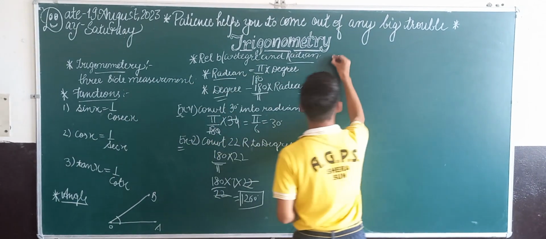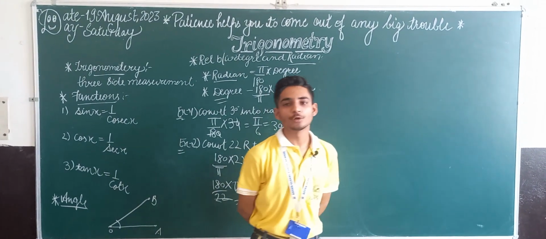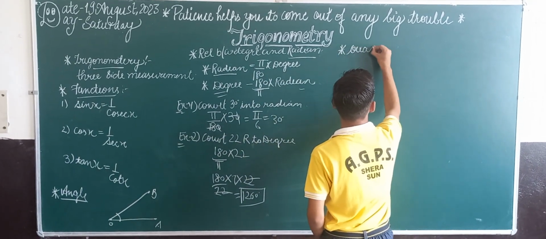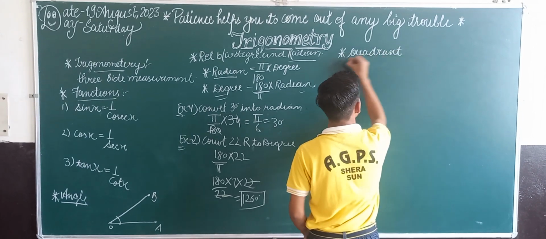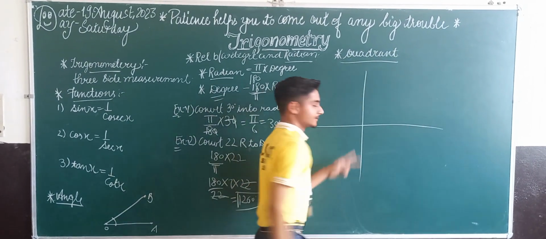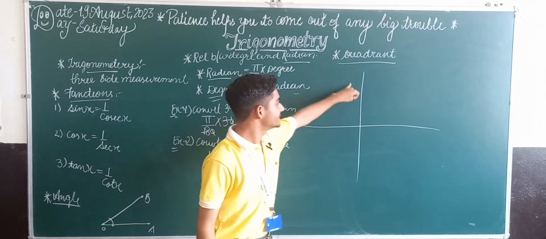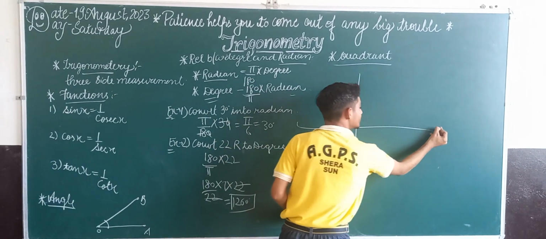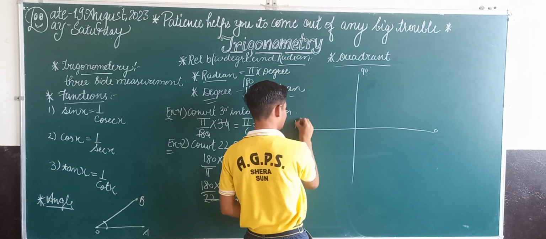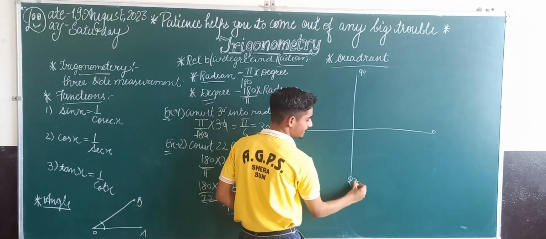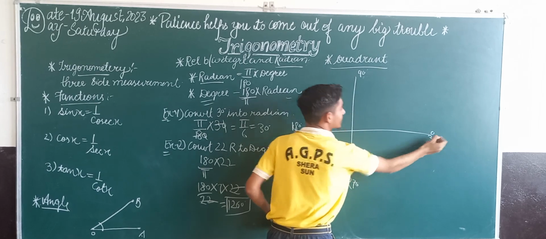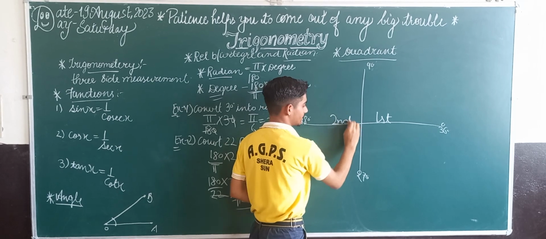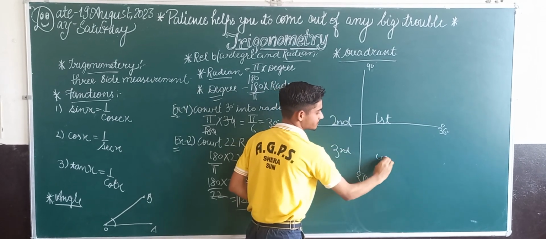Now we are talking about the quadrant. This is our quadrant, this is the x-axis and this is the y-axis. It starts from 0 and completes at 360. Let's say 0, 90, 180, 270 and complete is here 360. There are 4 quadrants: first, second, third and fourth.